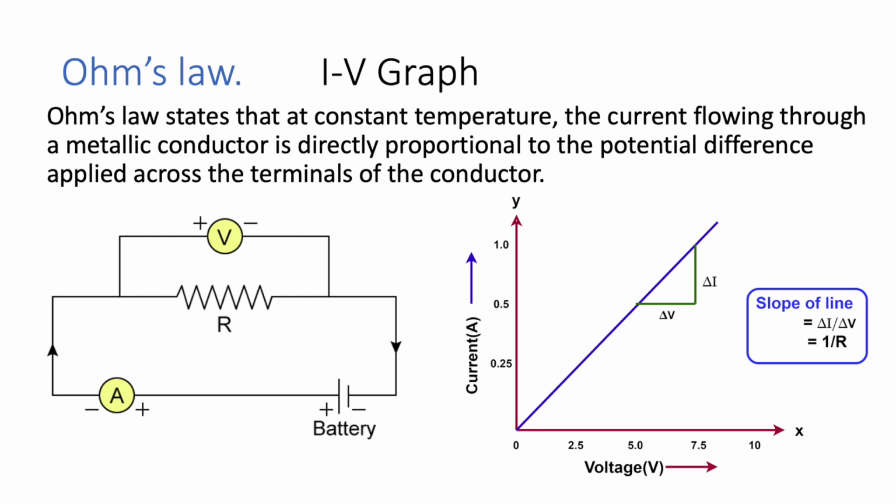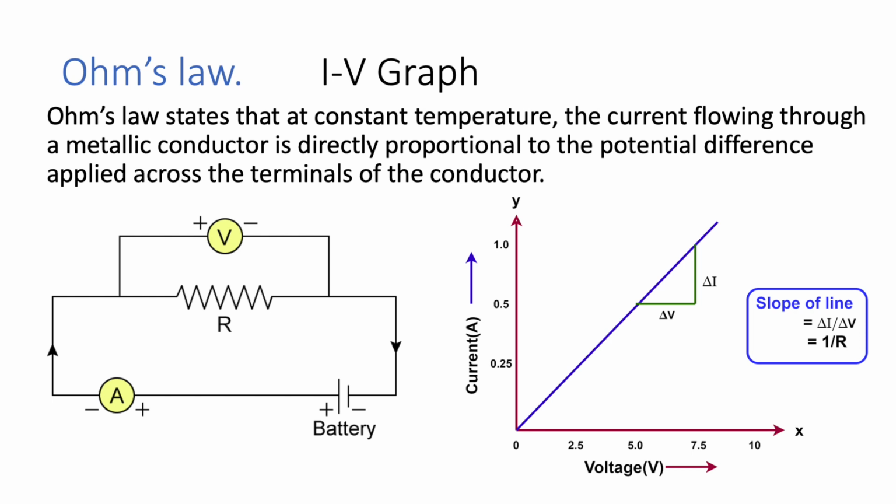Ammeter is connected in series with the circuit. So the positive terminal of the ammeter is connected to the positive terminal of the battery. Here R is the resistance. A voltmeter is connected parallel to the resistor. Here also you can see the polarity of the voltmeter. The negative terminal of the voltmeter is connected to the negative terminal of the battery.